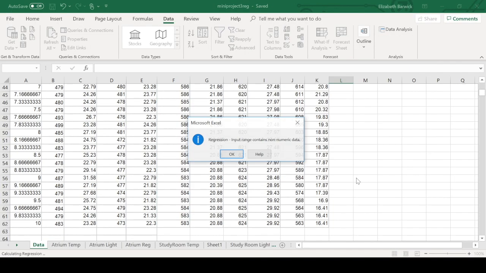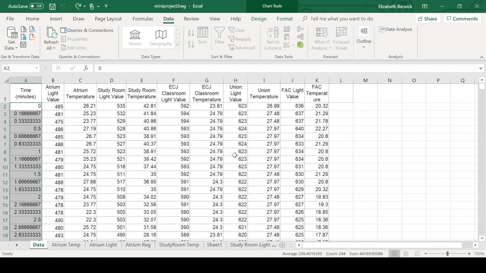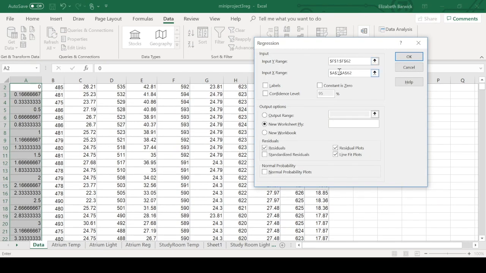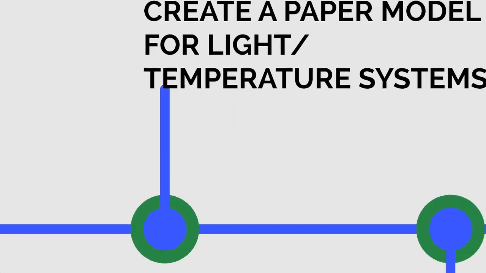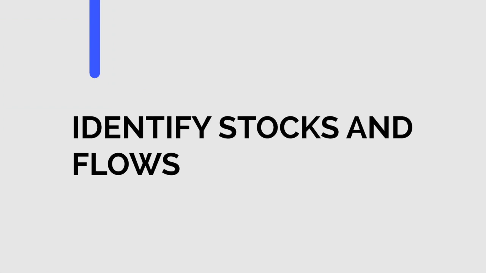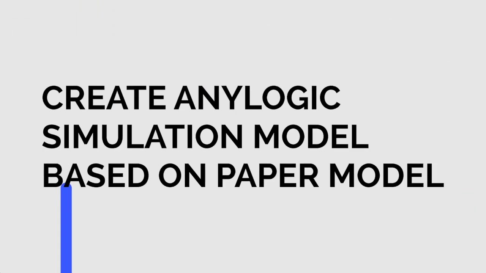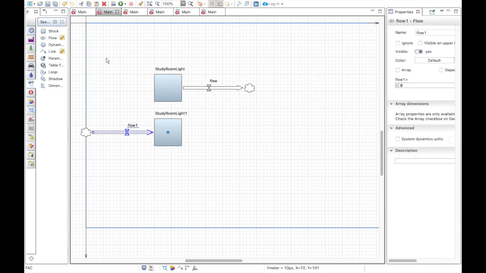With this data, we were able to do linear regressions to see the relationship between light and time and temperature and time. We did the linear regressions by hand calculation and by using the data analysis function on Excel. We also modeled this onto a paper model, identified the stocks and flows of a light temperature model, then modeled onto AnyLogic, and determined various parameters that affected the light levels and temperature.